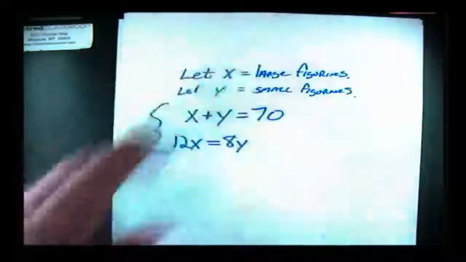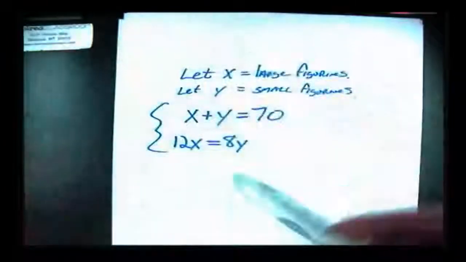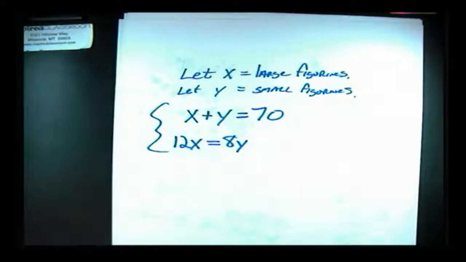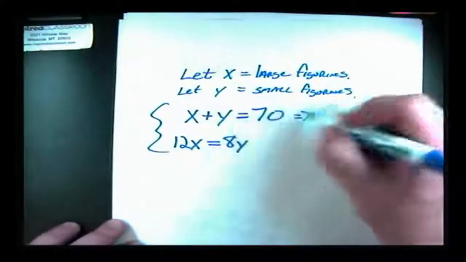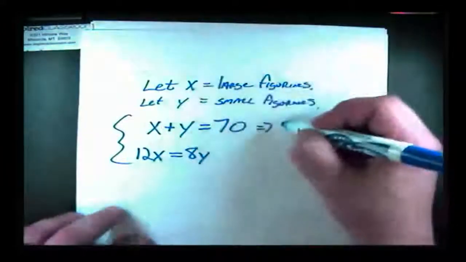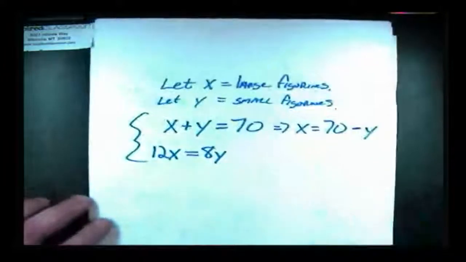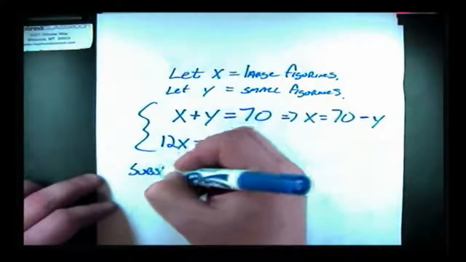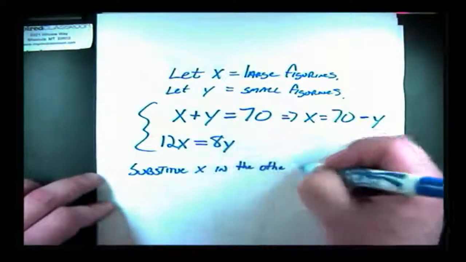So here I have two equations and two unknowns. Both equations have an x and both equations have a y, and the x and the y represent the same thing in both equations. So here I'm going to solve by substitution. I'm going to pick an equation, I'm going to pick this one, and I'm going to say this implies, that's what that symbol means there, that x is equal to 70 minus y. Right? 70 minus y. So now I can substitute x in the other equation.